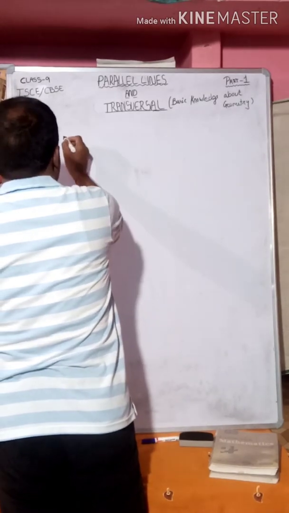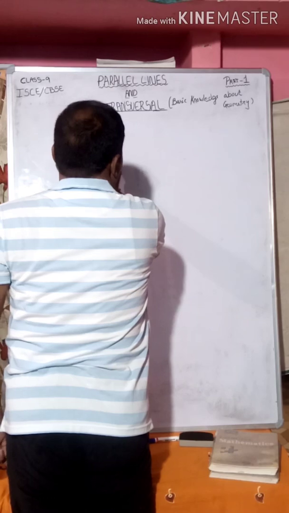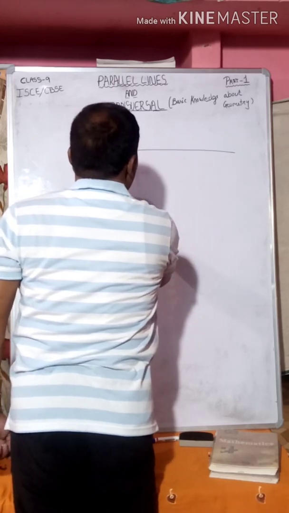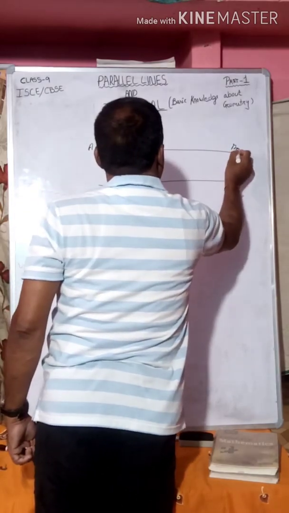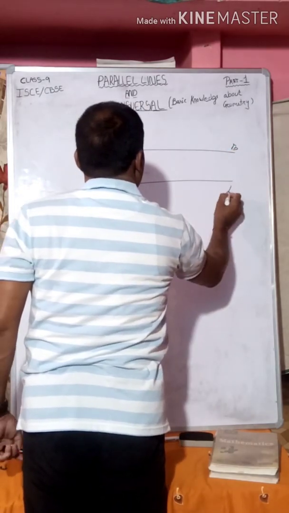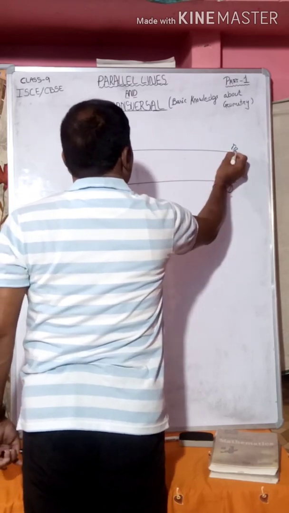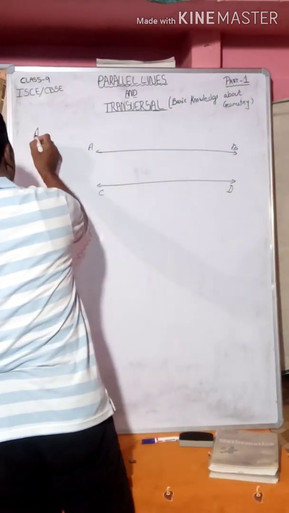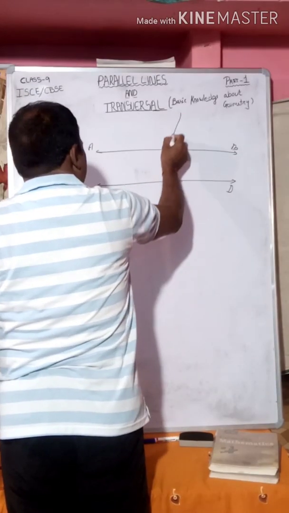Parallel lines and transversal. This is parallel line AB and CD. AB and CD are two parallel lines. You know what parallel lines are: AB is parallel to CD. Suppose this is a transversal.